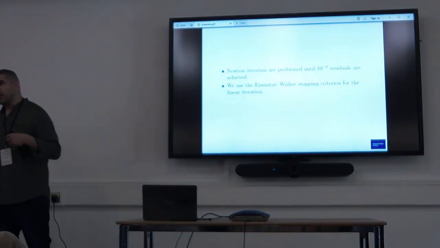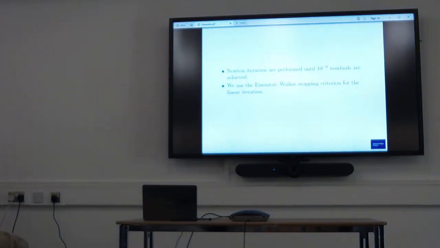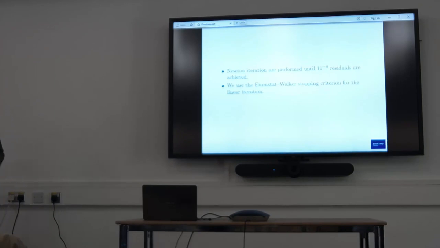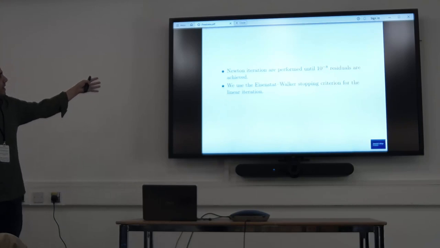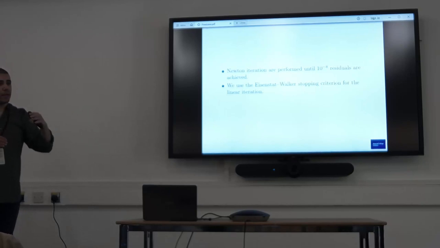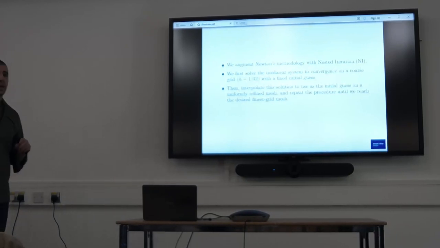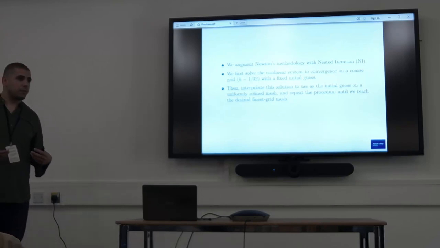And now, finally, we found out that the problem is kind of hard to solve in a small number of Newton iterations. We need at least from 35 to 60, and sometimes even more, which takes a very long time. As for the stopping criteria, we used 10 to the power minus 8 for the residuals, and for the linear stopping criteria, we used the Eisenstat-Walker stopping criteria. And now at fine levels, we know that we need too many Newton iterations, which is very expensive.